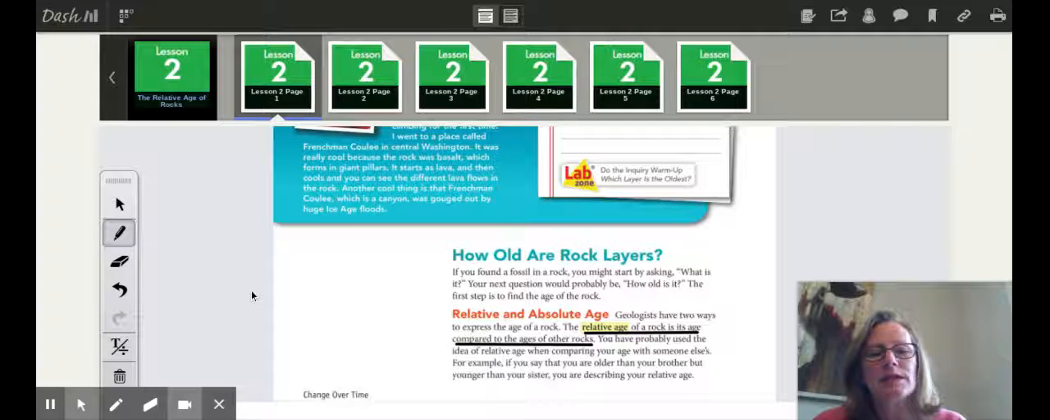Good afternoon, class. By now you've read Chapter 6, Lesson 2, pages 204 to 209. If you'd grab your book, let's highlight a couple things or underline some things that are important. On this first page, the relative age of rocks is its age compared to the ages of other rocks. So that's a key point to underline on this page.